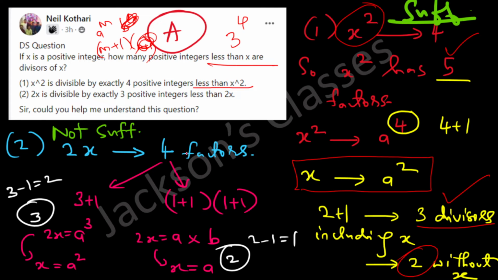So excluding 2x, it has 3 factors, but including 2x, it has 4 factors. Now let's say m plus 1. Over here we had this example, right? Let me write that over here again. Let's say it's of the form a to the power m into b to the power n. So that means (m plus 1) into (n plus 1) has to be equal to 4 in this case, right?